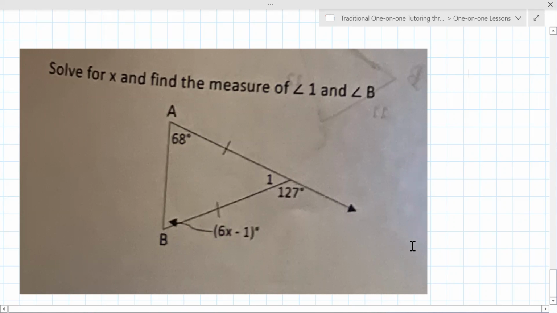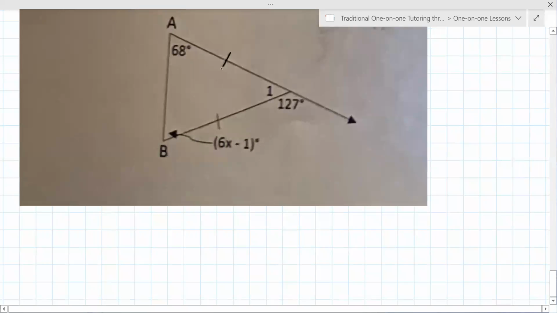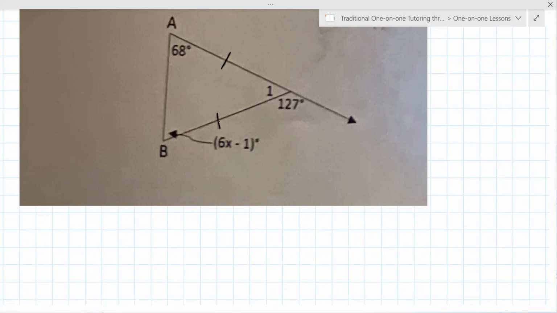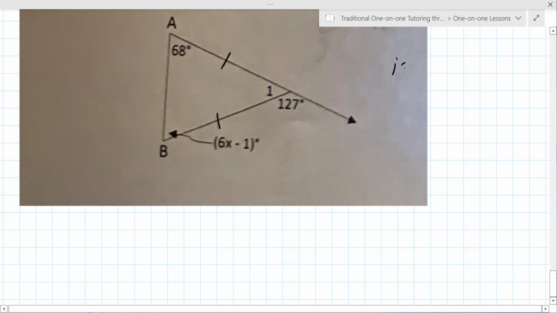All right, so we're looking at a new triangle here. Do you see how these two sides are congruent? Do you remember the name for a triangle with two sides that are congruent? Two sides that are congruent means that they're the same, right? Yes, this is an isosceles triangle, and in an isosceles triangle, the base angles are also congruent.